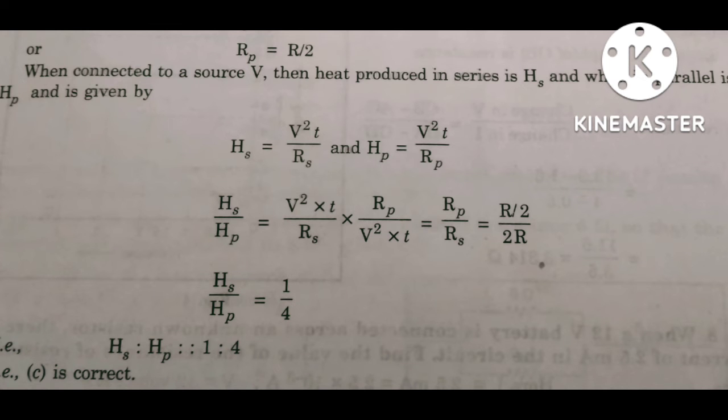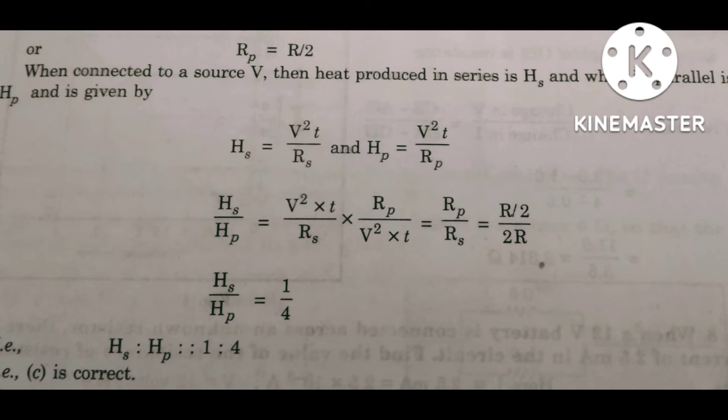In the case of series combination, we have the equivalent resistance as Rs is equal to R1 plus R2. But here both the resistances are the same. So we can write it as Rs is equal to R plus R, that will be equal to 2R. And also in the case of parallel combination, the equivalent resistance will be 1 by Rp is equal to 1 by R1 plus 1 by R2. Here we can substitute R for both R1 and R2. Then we will get 1 by Rp equal to 1 by R plus 1 by R, so that will be equal to 2 by R, or Rp will be equal to R by 2.